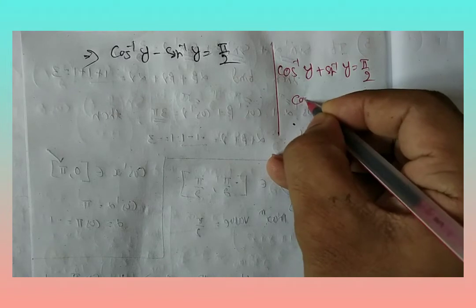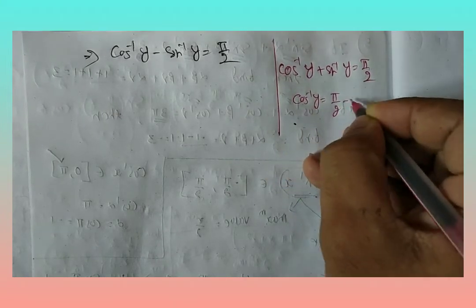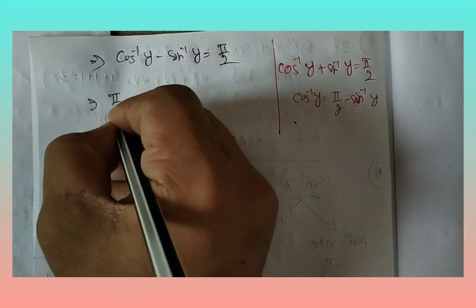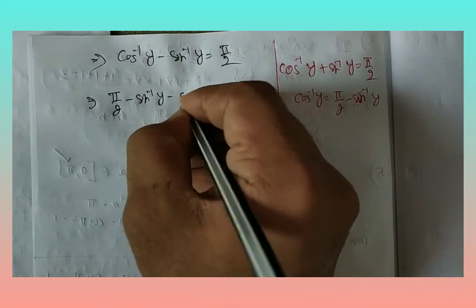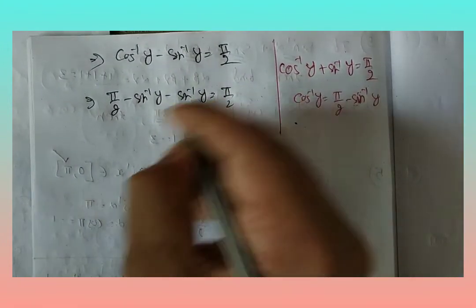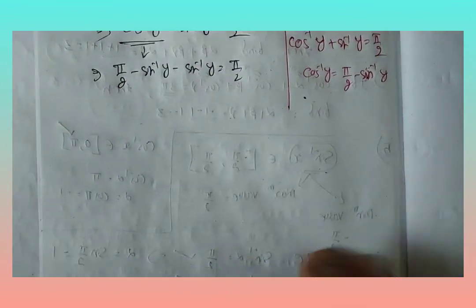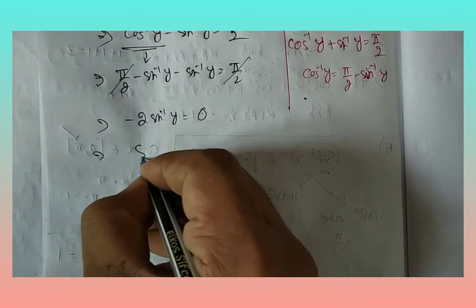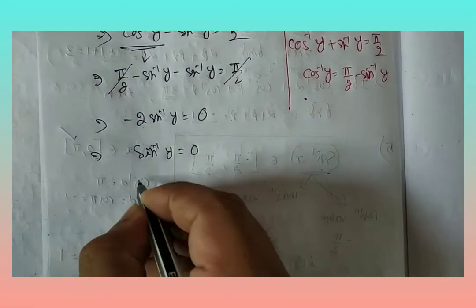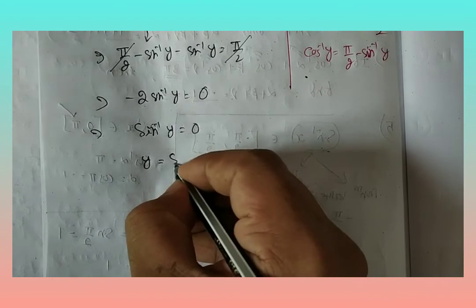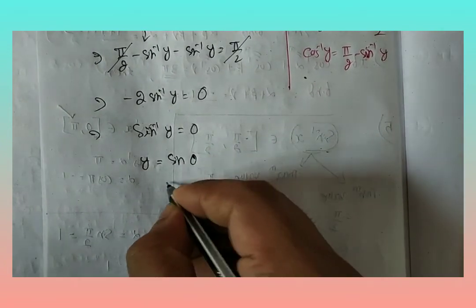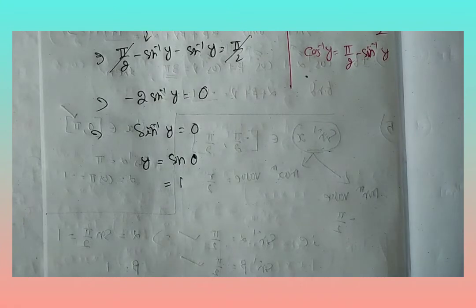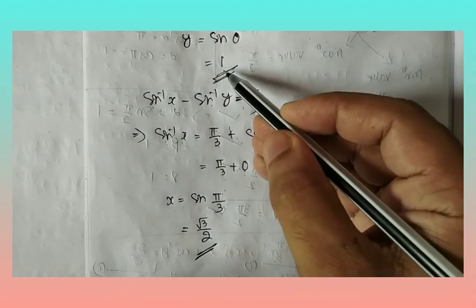From here, cos inverse y equals 90 minus sin inverse y. Put here: 90 minus sin inverse y minus sin inverse y equals pi by 2. This is equal to this term. Again, pi by 2 cancels with each other. So minus 2 times sin inverse y equals 0. Hence sin inverse y equals 0. And what is the value of y? Sine 0, and sine 0 is 1. That means y equals 1. This is the value of y.